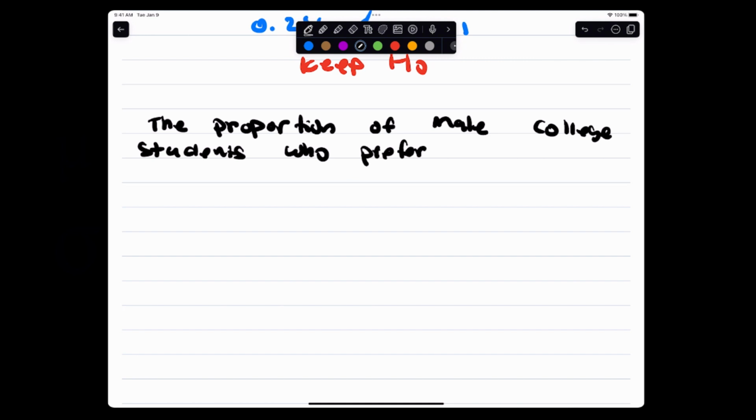Who prefer. Any of you ladies play video games? Any ladies in the room, you play video games? No? I'll say who play video games.